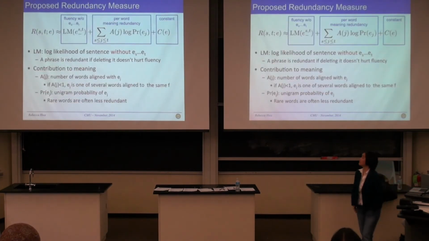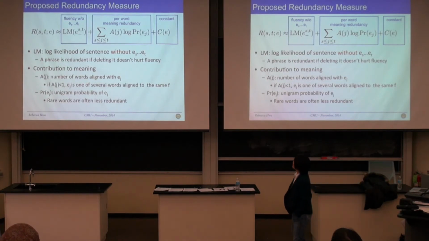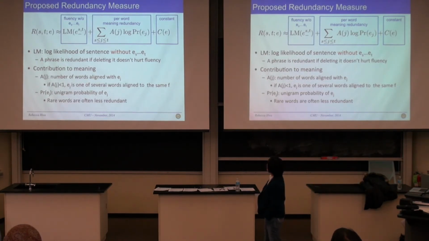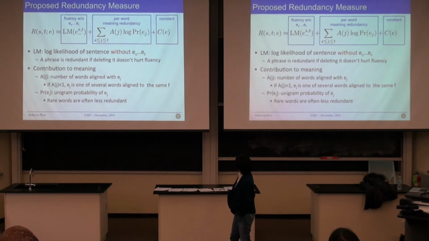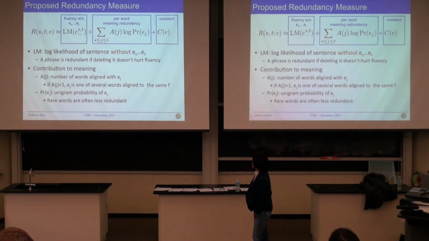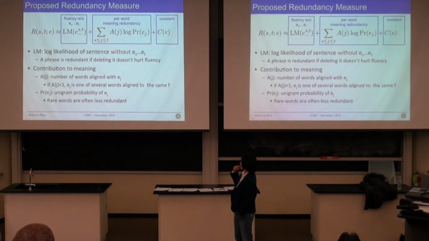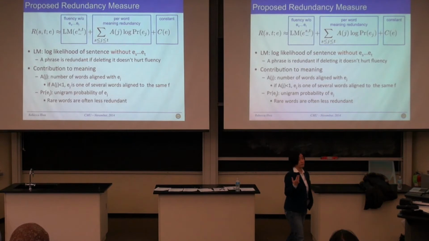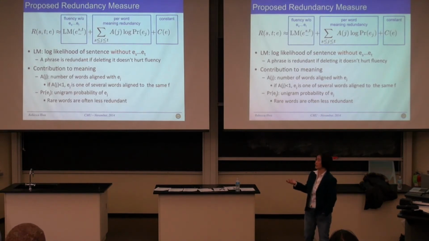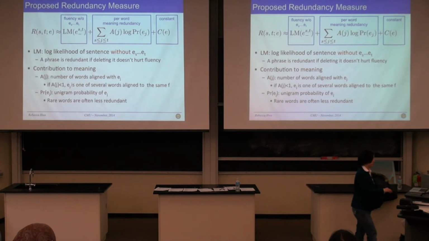So after doing some transformation, essentially this measure becomes a two-term thing, plus some constants. The main two-term part has one element that is the language model score and a second that is a per-word meaning redundancy measure. It's essentially considering the number of words that it's aligned with and also the uniform probability of that word. As it turns out, rare words typically do convey more meaning and tend to be less redundant, because you don't usually use them unless you have to. Okay?